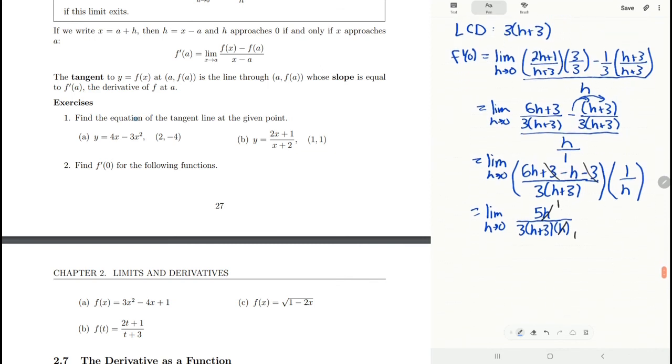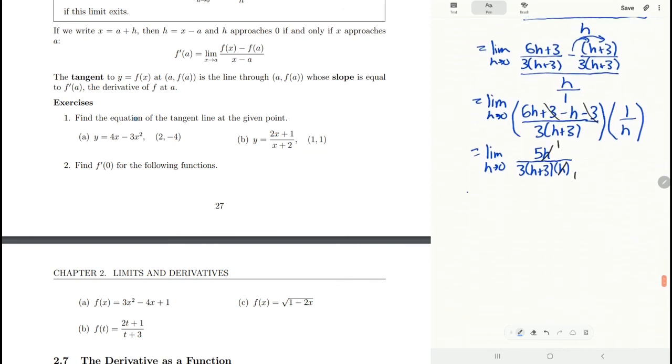And now let's look at our limit. We have the limit as h goes to 0 of 5 over 3 times h plus 3. And if we take the limit, so letting h go to 0, we get 5 over 3 times 0 plus 3, so 5 over 9.